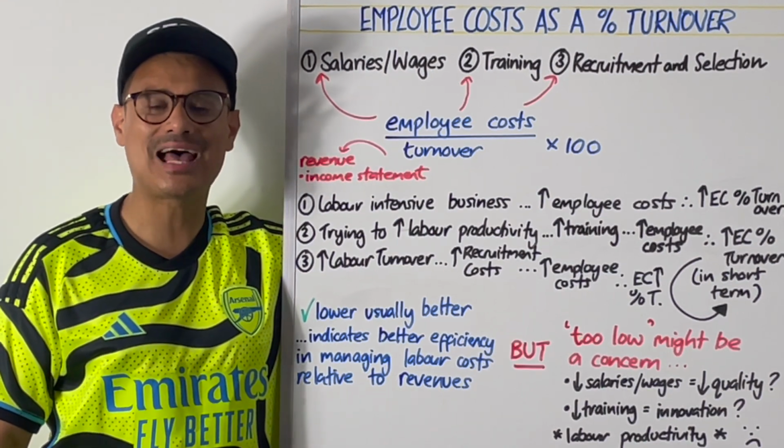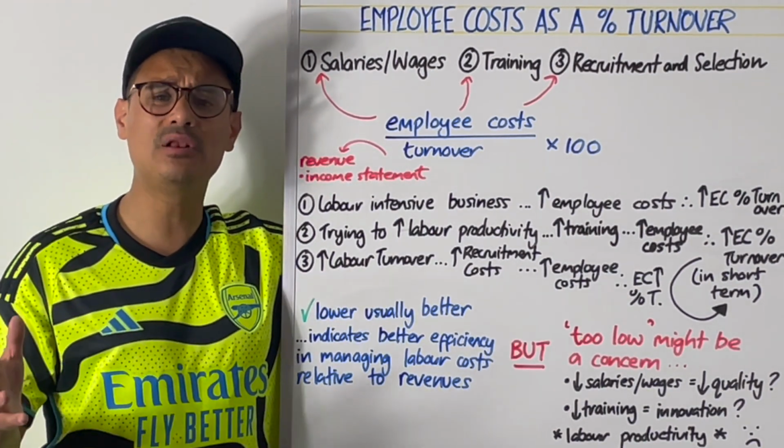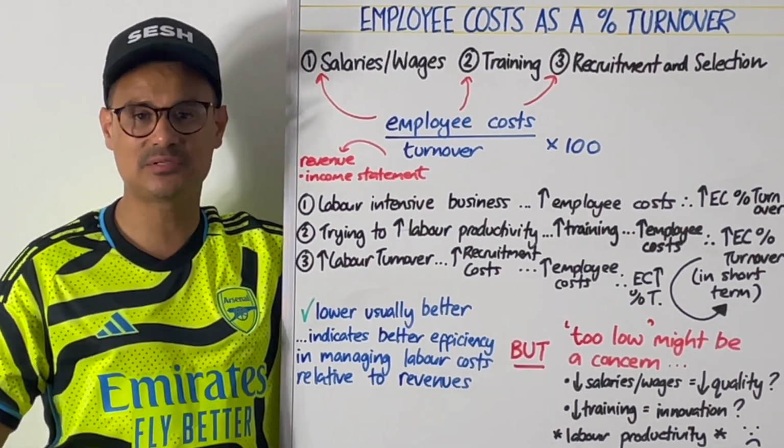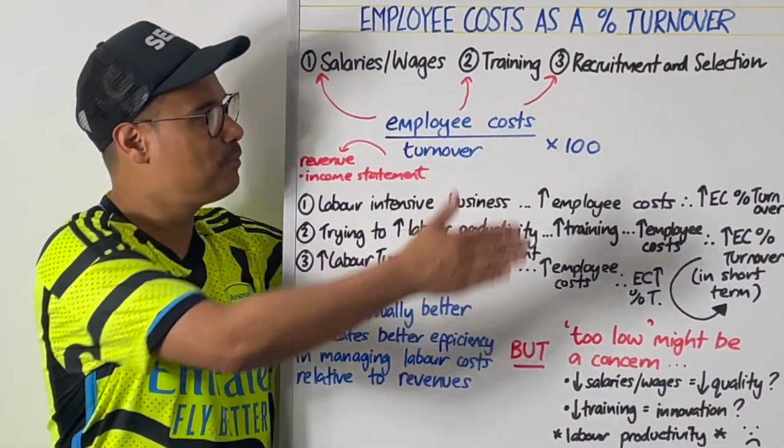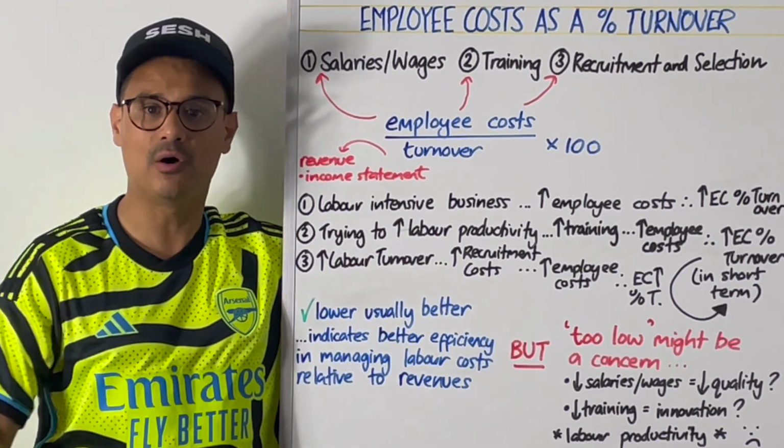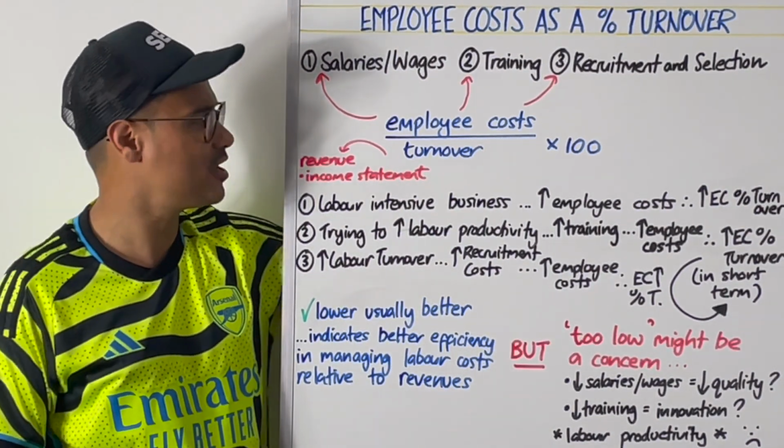Session on employee costs as a percentage of turnover. So the formula for employee costs as a percentage of turnover is perhaps the easiest to remember because it's in the name. Employee costs divided by turnover times 100. Employee costs as a percentage of turnover.